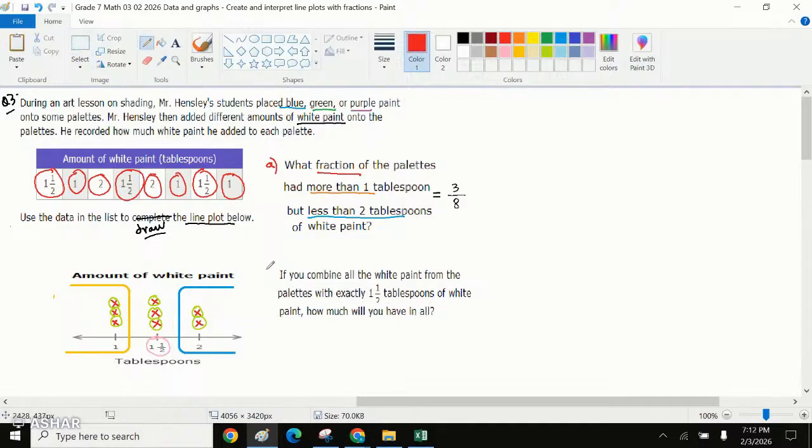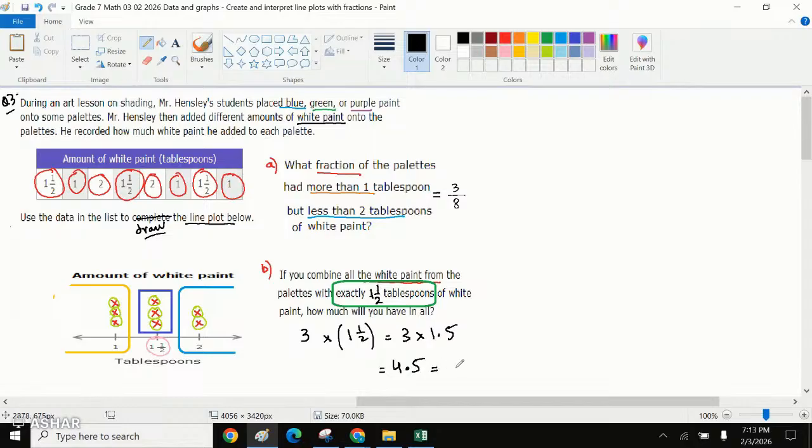So this is our continuation of the question, and they're saying if you combine all the white paint from the palette with exactly 1.5 tablespoons of white paint, how much white paint will you have altogether? So how many tablespoons were there for 1 and 1.5? For 1 whole and 1.5, there were 3 tablespoons, right? So we can say 3 spoons, or they were used 3 times. They were used 3 times, and how many tablespoons was that? 1 whole 1/2. That means 3 is multiplied by 1.5. That gives us 4.5.